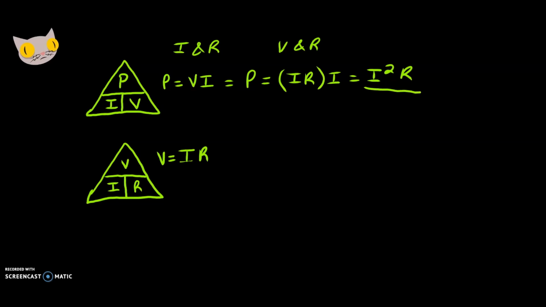Now let's keep this equation in mind and move on to the next equation that relates power to voltage and resistance. For this one, we're going to look at the equation that uses voltage and resistance. So if we go back down to this voltage chart, we see that current is equal to voltage over resistance.